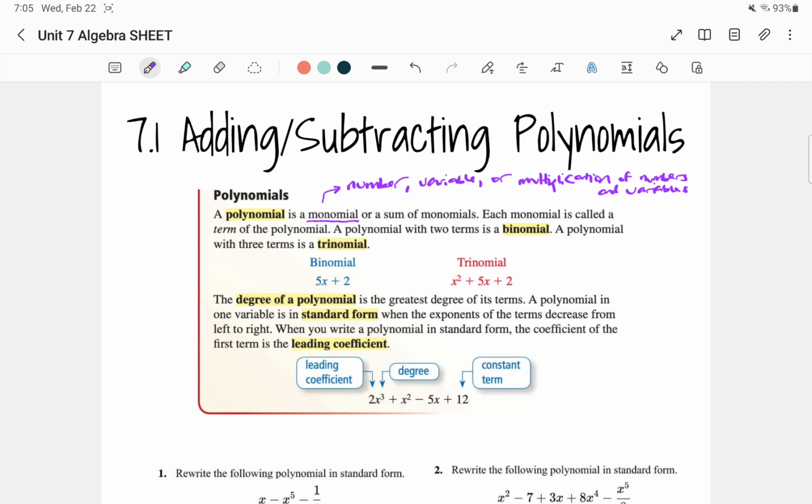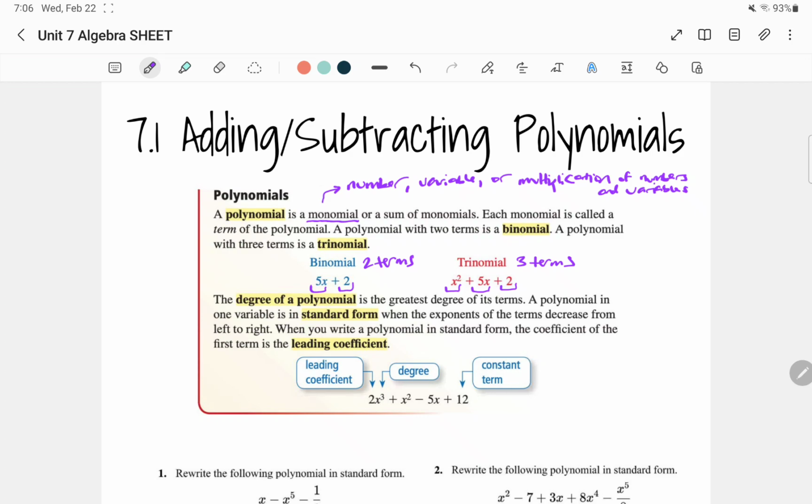Each monomial is called a term of the polynomial, and a polynomial with two terms is a binomial. The prefix bi means two, so that means there are two terms. And a polynomial with three terms is a trinomial. That prefix of tri meaning three, so the trinomial has three terms. In this example, binomial 5x plus 2, see how there's two terms. So you can write next to binomial two terms. See how this is the first one and this is the second one. And then with a trinomial, that would be three terms. Here's the first one, here's the second one, here's the third one.